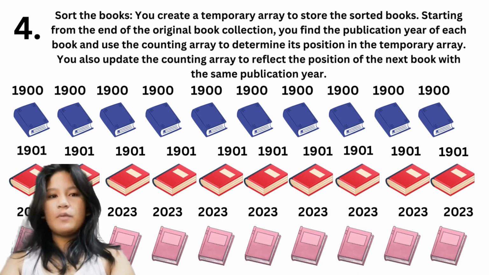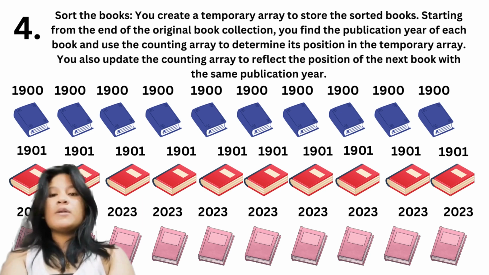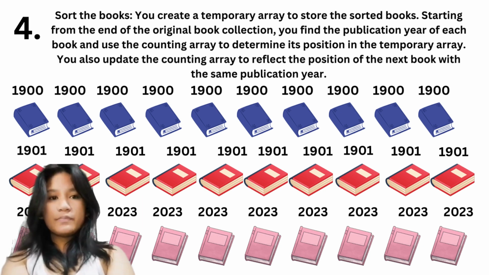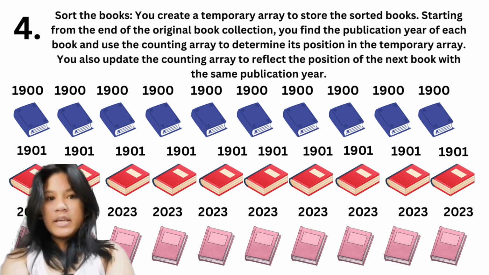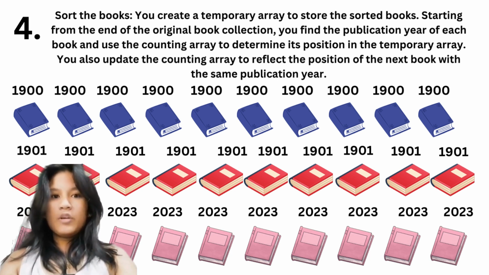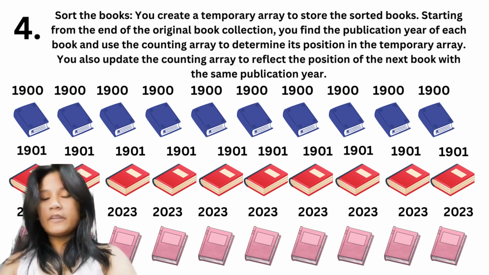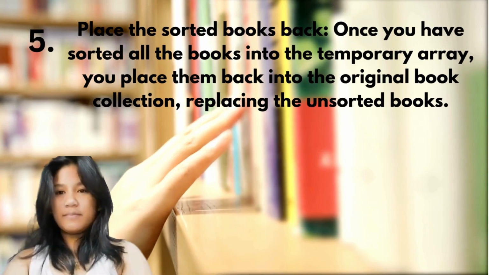Number 4. Sort the books. You create a temporary array to store the sorted books, starting from the end of the original book collection. You find the publication year of each book and use the counting array to determine its position in the temporary array. You also update the counting array to reflect the position of the next book with the same publication year.